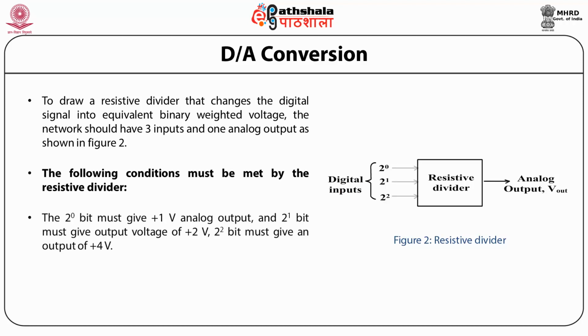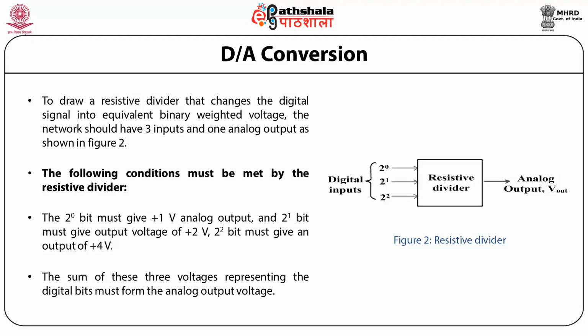First, the 2 raised to power 0 bit must give plus 1 volt analog output, and the 2 raised to power 1 bit must give an output voltage of plus 2 volt. Similarly, the 2 raised to power 2 bit must give an output of plus 4 volt. The sum of these 3 voltages representing the digital bits must form the analog output voltage.